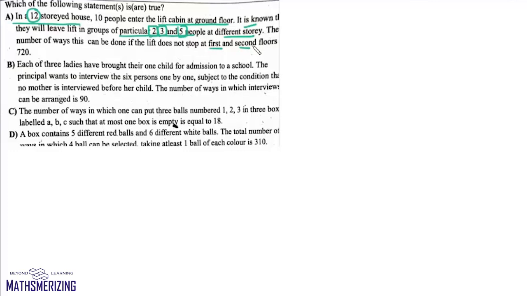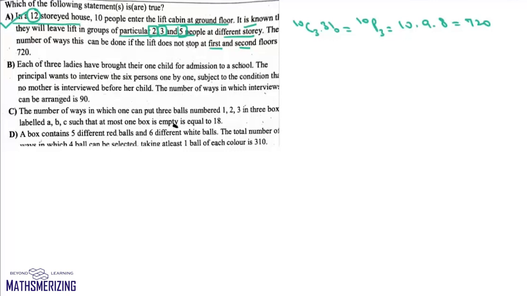So that means from the remaining 10 floors, we have to select any 3 floors, and it can be done in 10C3 ways. And then these 3 groups can be arranged in factorial 3 ways. So this is nothing but 10P3, 10 into 9 into 8, which is 720. That means this option A is correct.